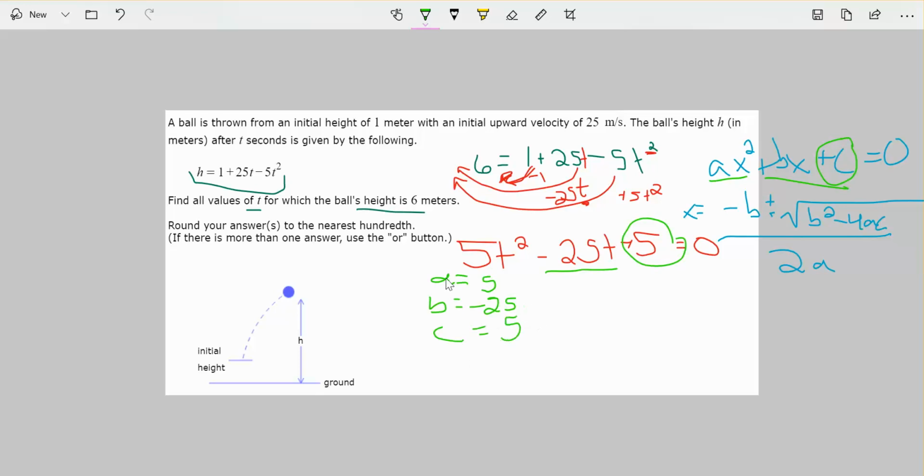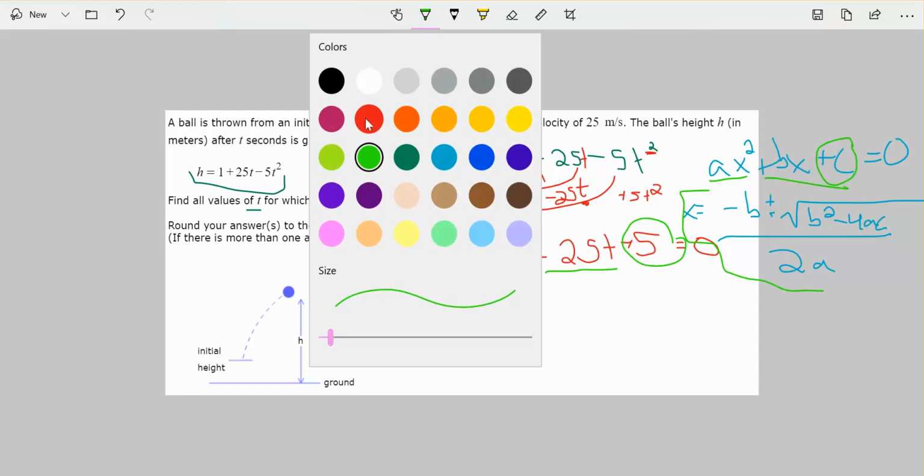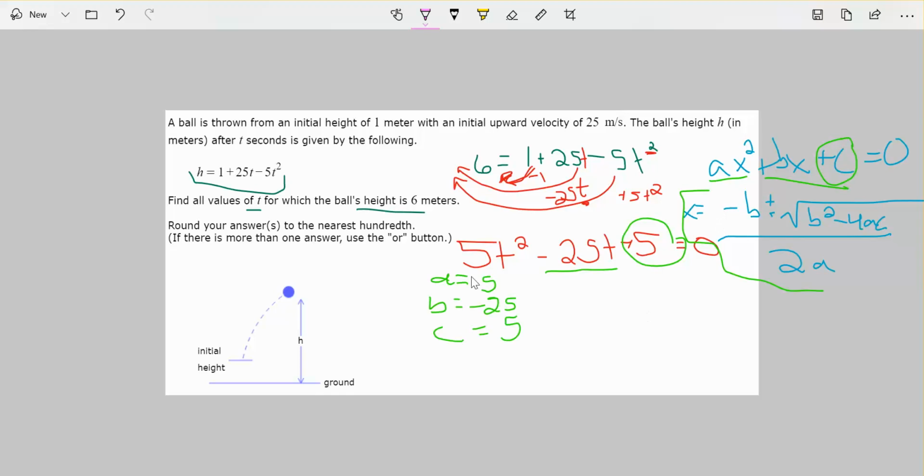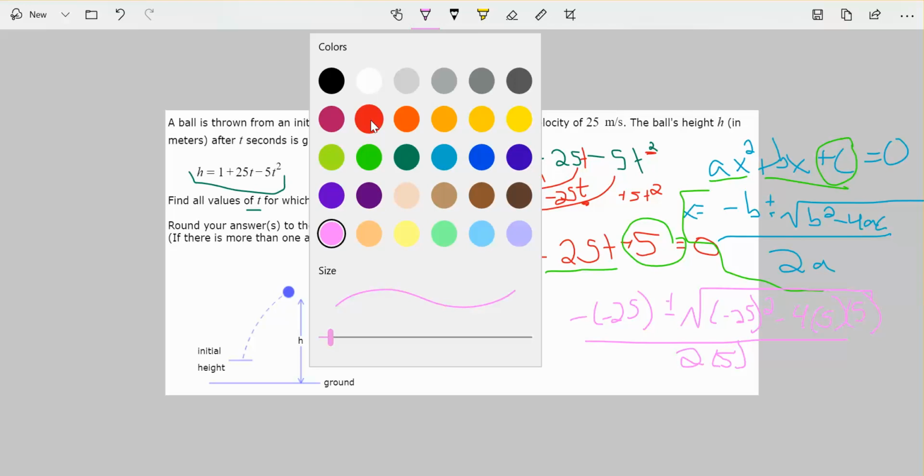So now I have all of these values. I have my a, my b, my c, so I'm just going to substitute those into this equation. So when I do that, I get negative b, so in this case, negative 25, and then plus or minus the square root of b squared, so negative 25 squared, minus 4 times a, which in this case is 5, times c, which in this case is also 5, and then I put all of that over 2 times a, which is 5.